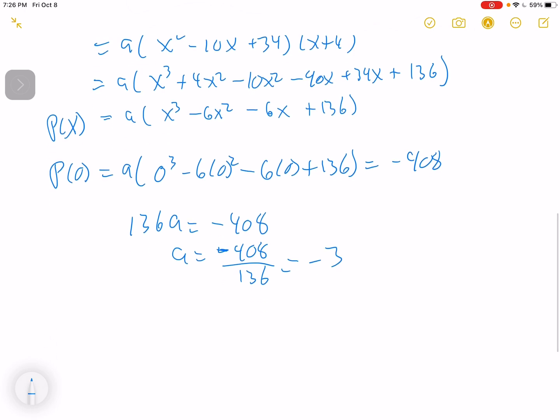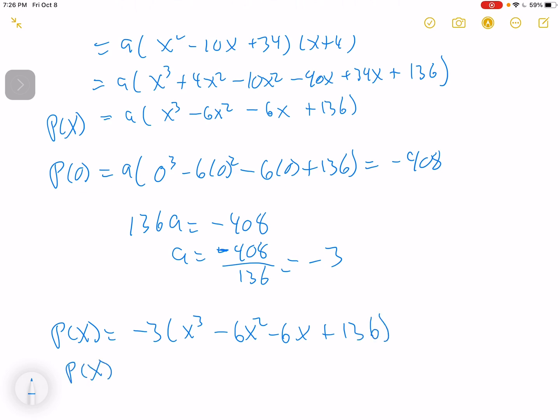So our polynomial, our p of x, is going to be negative 3 times the quantity x cubed minus 6x squared minus 6x plus 136. And if we distribute that through, we'll have our p of x equals negative 3x cubed, excuse me, plus 18x squared plus 18x minus 408. And there's our final answer.